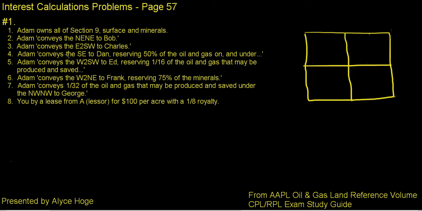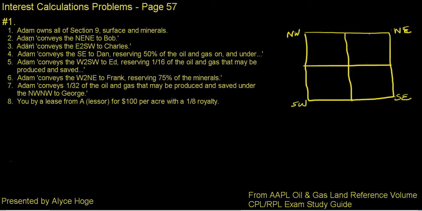And the first thing I like to do anytime we have a problem like this is I like to go ahead and put my directional corners in place. So this is going to be the northwest quarter, the northeast quarter. This is going to be the southeast quarter. This is going to be the northwest quarter. And this is going to be the southwest quarter.